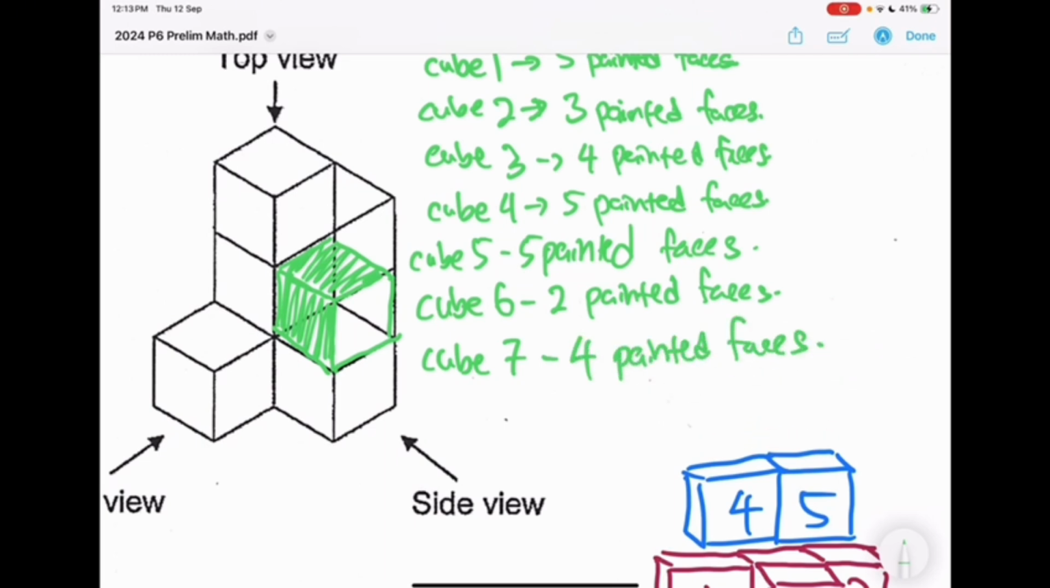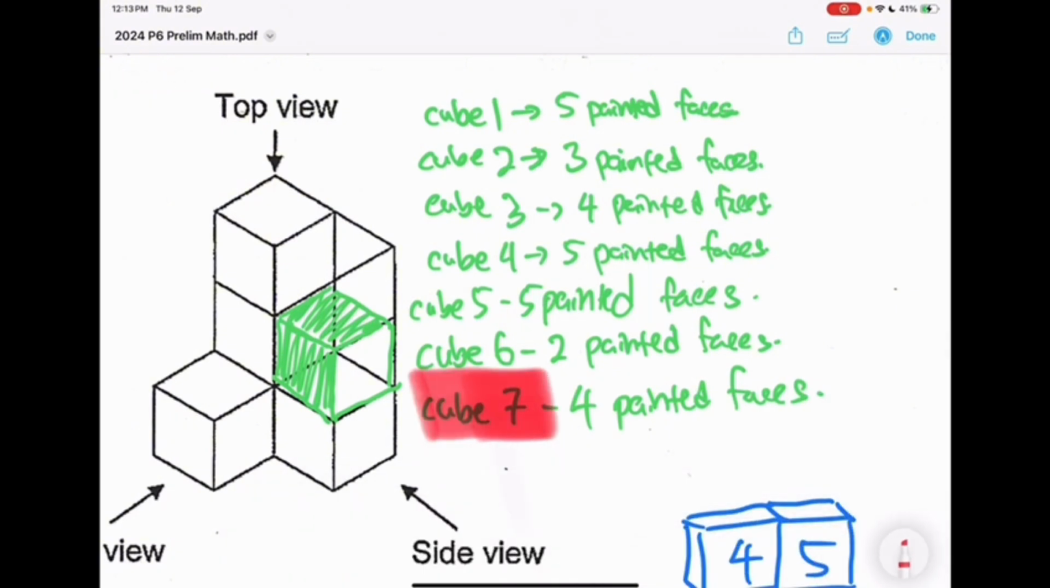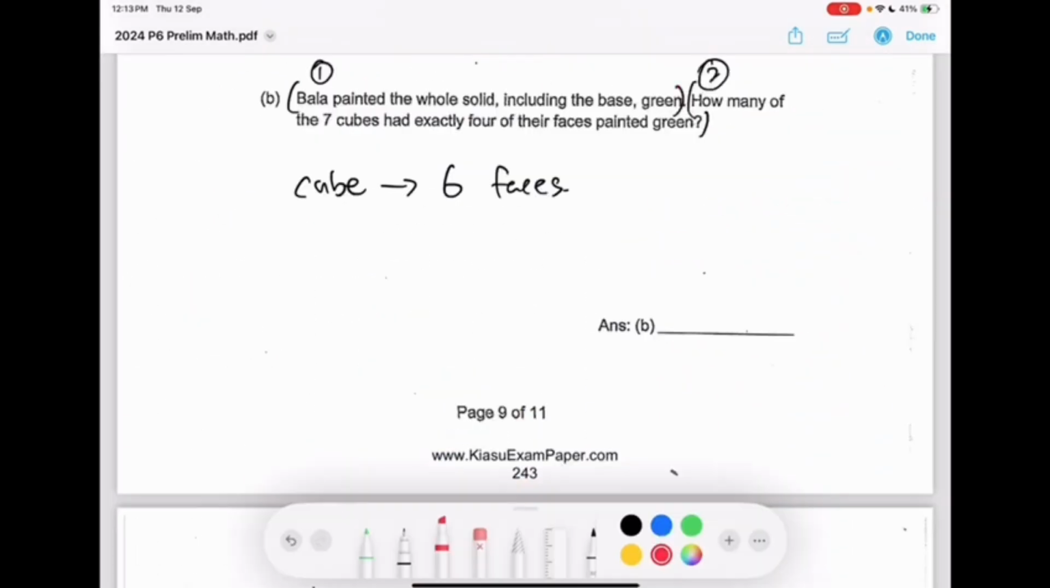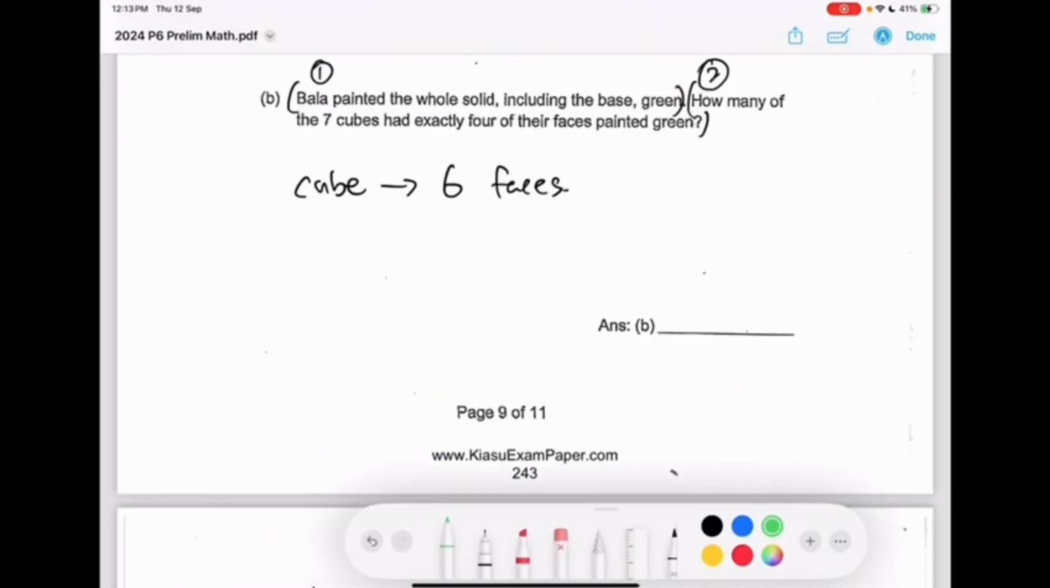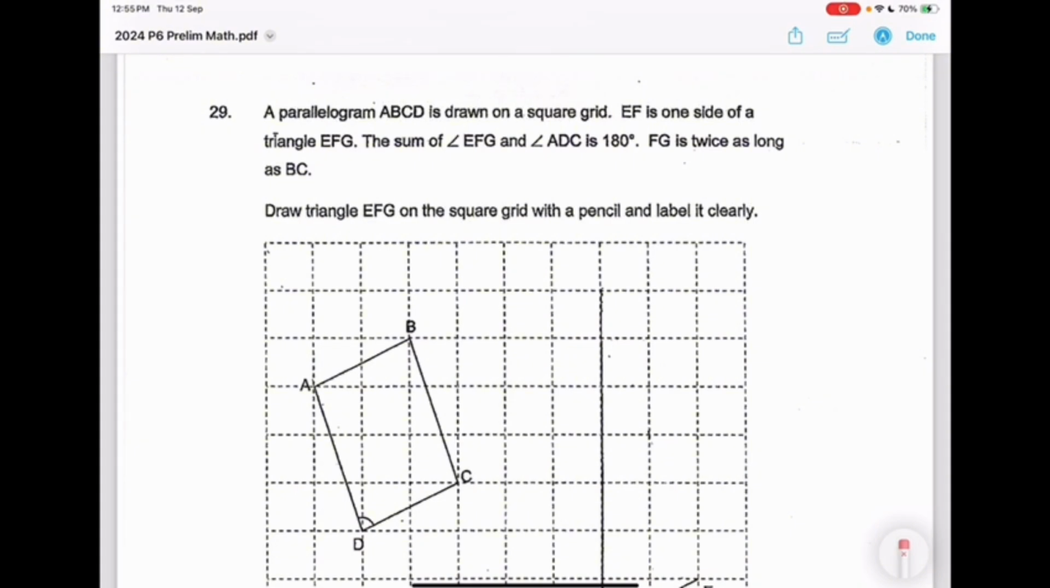Alright, so how many cubes have 4 painted faces? I see I have my cube 7 over here and my cube 3 over here. And therefore, the answer for part B is 2. Moving on to question number 29. Let's look at sentence number 1. A parallelogram ABCD is drawn on a square grid, right?